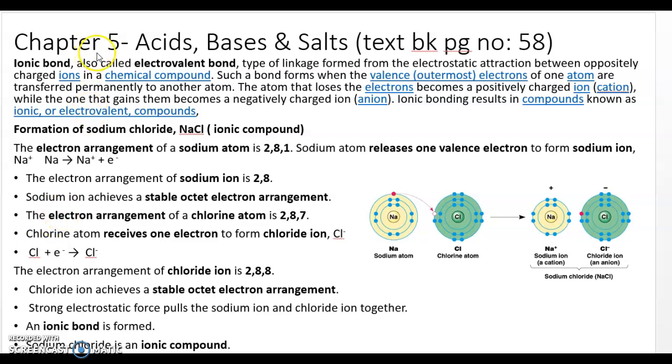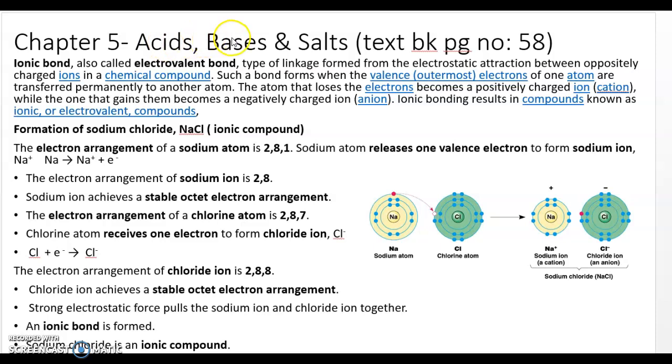Today we'll start with chapter 5, acid, base and salt. You can open your textbook to page number 58. Whatever is given on page 58, can you recall that is not included? We'll start with the ionic compound. So first of all, what is the meaning of ionic compound?